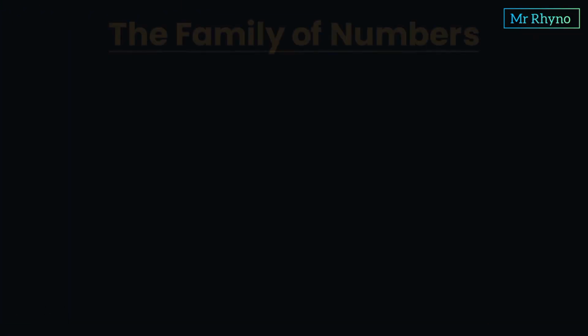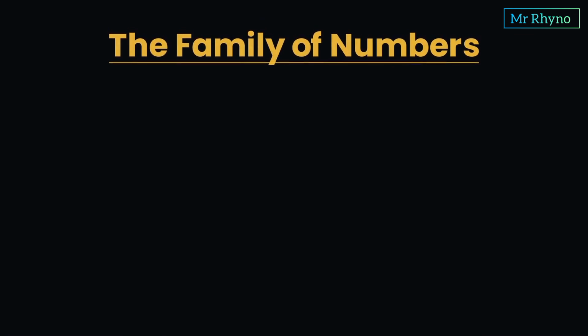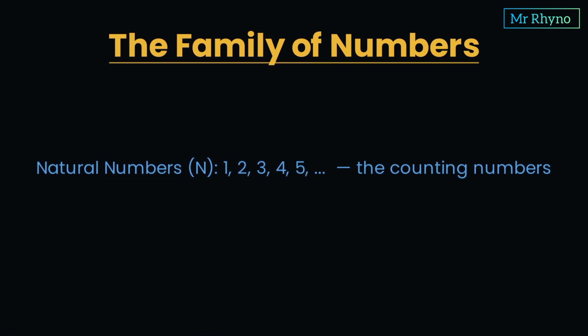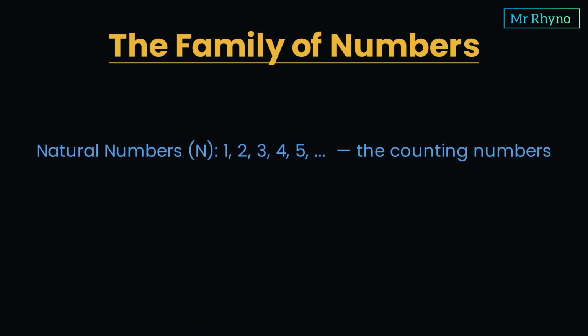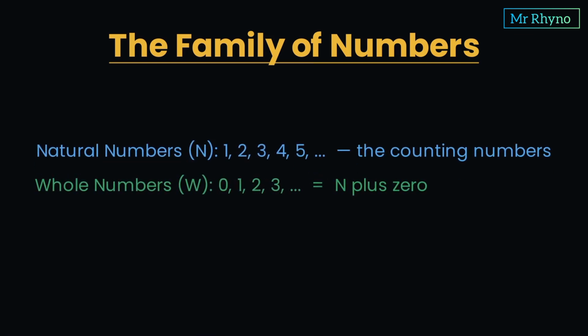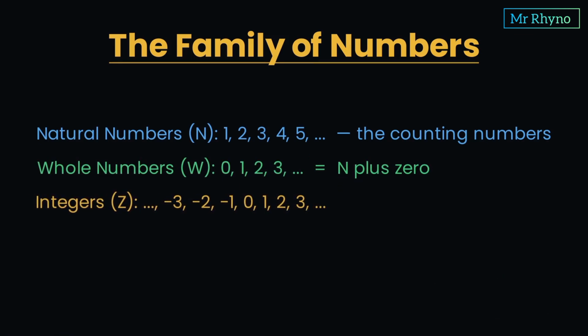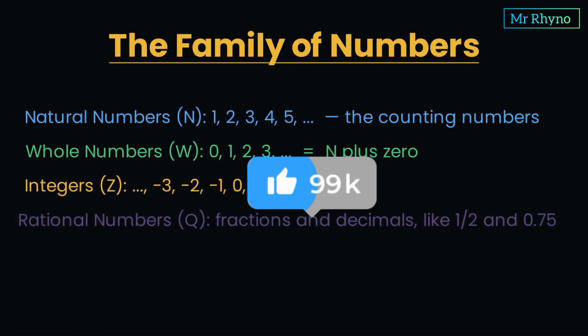Every number you'll ever use belongs to one big family. First, the natural numbers. 1, 2, 3, and on forever. These are the numbers you use to count. Add 0 to the natural numbers, and you get the whole numbers. Add negative numbers, and you get the integers, the whole family of positive, negative, and 0.